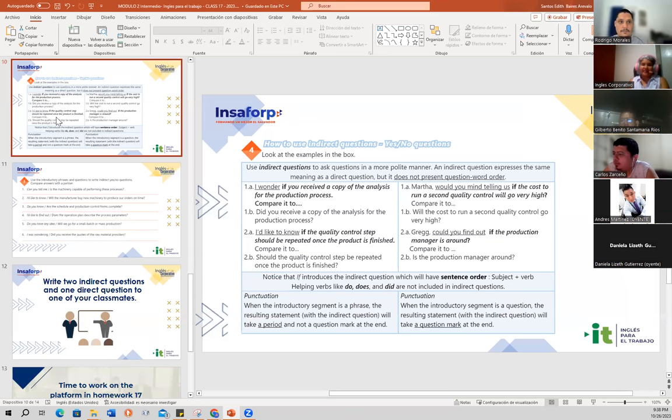Teacher, can I ask an indirect question to Rodrigo? Go ahead. Maybe it could be, do you know what is the capital of Australia? Sydney. It is Sydney. Okay, Carlos, in that case you say, do you know which is, or what is, the Australian capital? Yes. Do you know what is the capital of Australia? Yes, I do. It is Sydney.